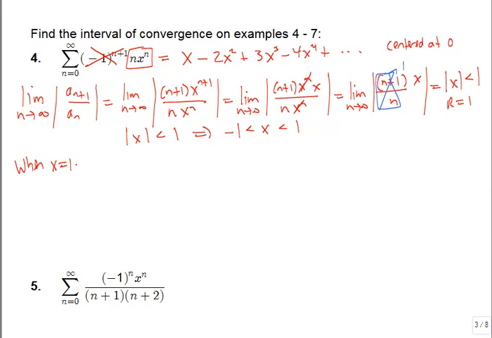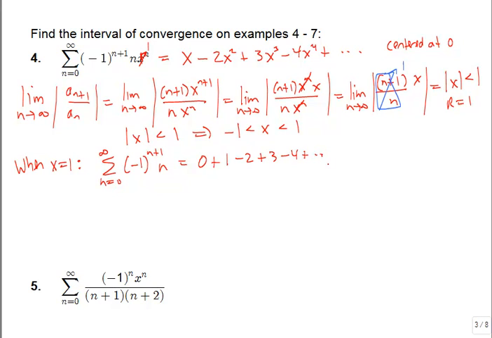So when x is 1, we're going to go back to this original series and we're going to plug in 1 for x. If I plug in a 1 right here, this just goes to 1. So all we're going to be left with is the alternating series -1 to the n plus 1 times n. And if you think about what that's going to look like, when n is 0, this is just going to be 0. And when n is 1, this will be 1. And when n is 2, we'll get a -2 and then a +3 and then a -4 and so on.